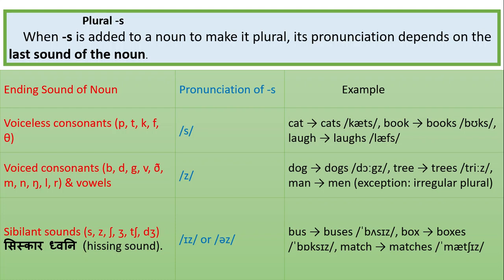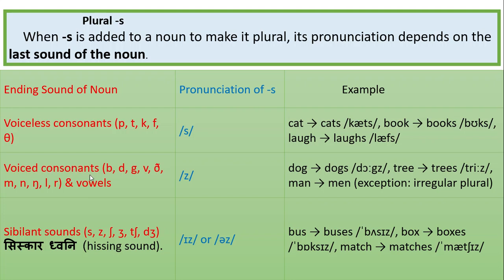And when those two parts separate from each other, there is a gap to pass the air, and the sound produced in that circumstance is called voiceless sound. So here the voiceless consonant sounds are pa, ta, ka, fa, tha. When any word ends with these sounds and we add s, its pronunciation is s. So cat, cats, book, books, laugh, laughs.